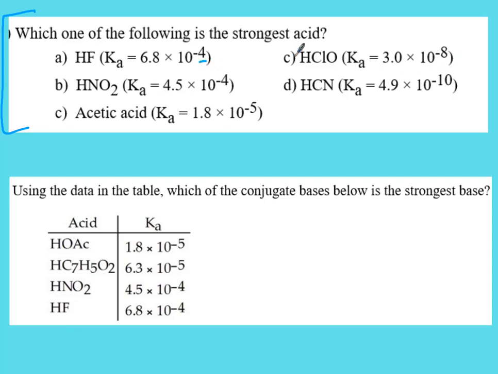10^-4 is bigger than 10^-8, 10^-10, and 10^-5. Since these have the same exponent, I can look at the number in front. 6.8 is bigger than 4.5, so HF is the strongest acid of these 5.